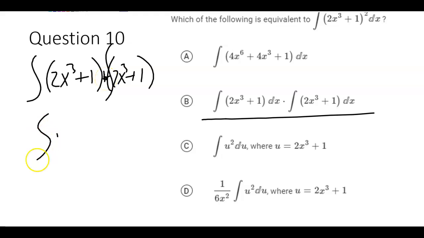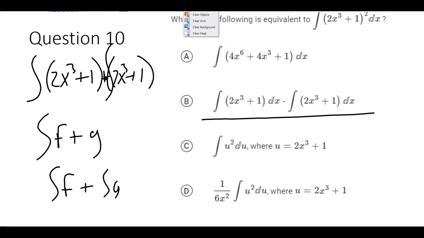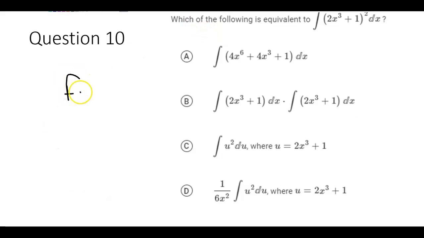There is an integral property that says that if you have two functions being added, you can separate the integrals like that. But there is no property that says that if you have two functions being multiplied together, you can integrate those separately. We don't have a rule like that. So that's actually a trick question there.